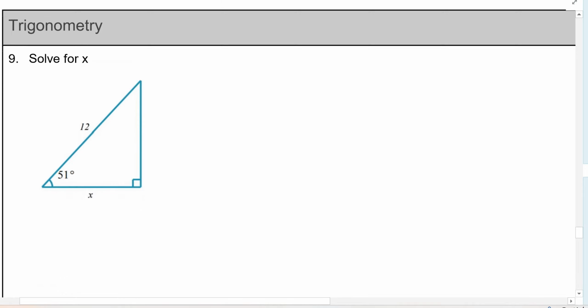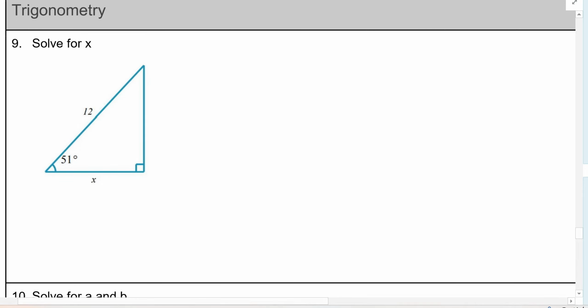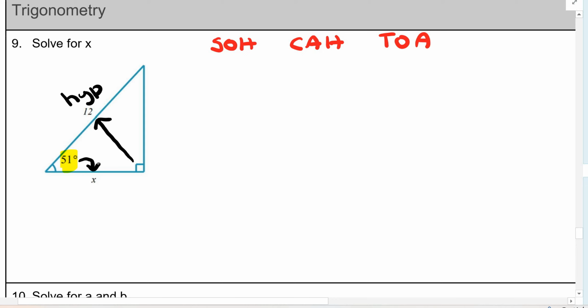Okay, let's move on to some trigonometry here. Whenever you have trigonometry problems, I always start off by writing the acronym SOHCAHTOA at the top. And then after that, I will label your diagram with respect to the angle. Now here's your angle, right? With respect to this angle, this right here is your hypotenuse. And since the X is right next to the 51 degrees, this is your adjacent, right? The adjacent is the side that's right next to the angle.